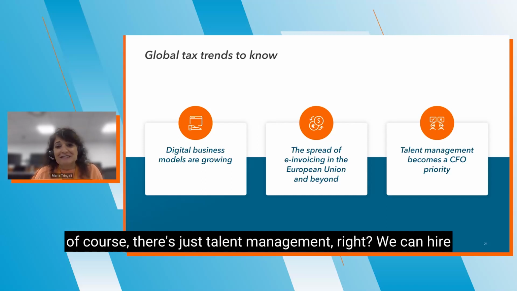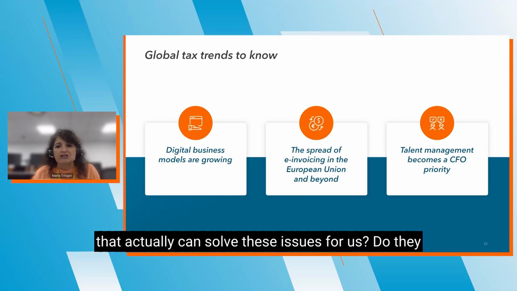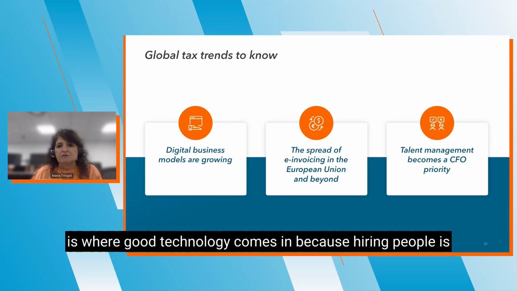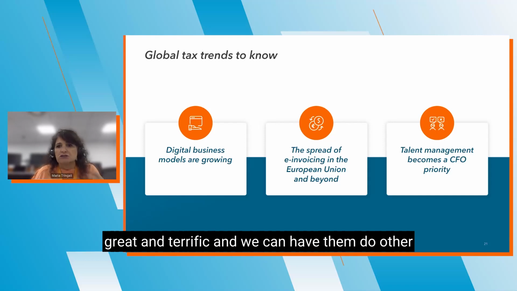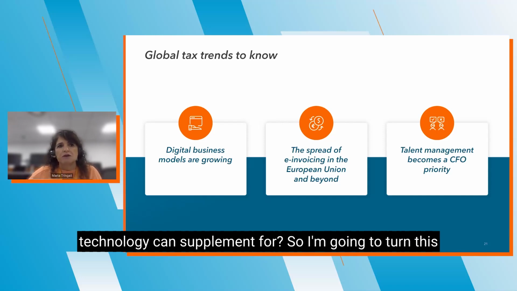And then, of course, there's just talent management, right? We can hire talent, we can hire people, but can we hire people that actually can solve these issues for us? Do they really have the information in their brains? I think this is where good technology comes in, because hiring people is great and terrific and we can have them do other things, but do humans actually have the information that some technology can supplement for?